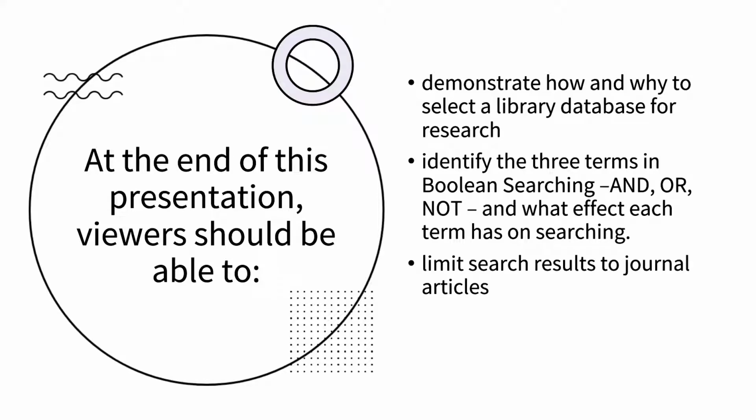At the end of this presentation, viewers should be able to demonstrate how and why to select a library database for research, identify the three terms in Boolean searching, and, or, not, and what effect each term has on searching, and limit search results to journal articles. Let's get started.